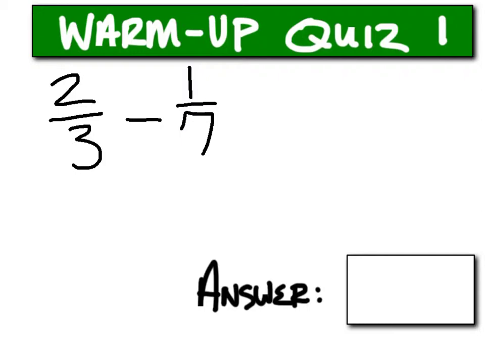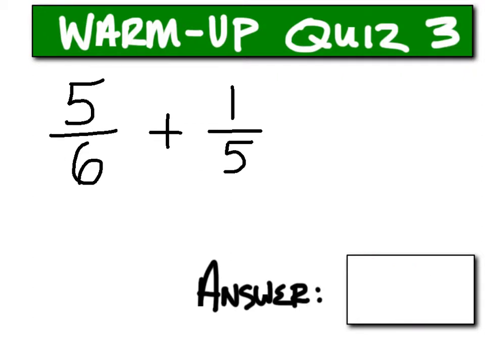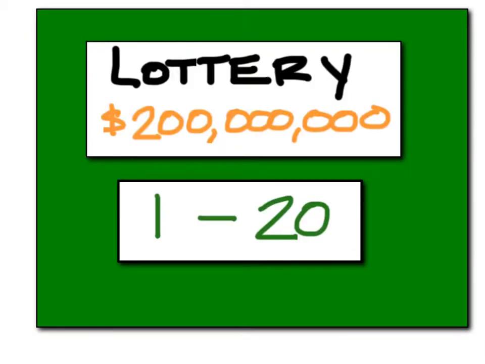Alright, answer for that one should be 11 over 21. Alright, answer for this one should be 1 over 14. Number 3. Alright, answer for that one should have been 31 over 30. Go ahead and bring your number up for the lottery.